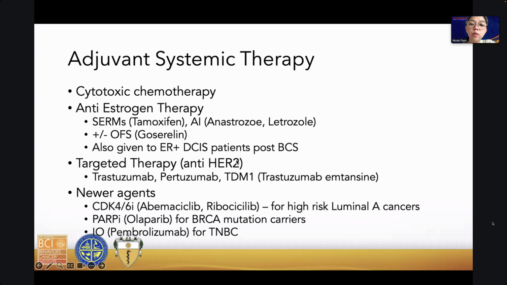Targeted therapy or anti-HER2 therapy includes trastuzumab, pertuzumab, and TDM1 or trastuzumab emtansine. And we also have newer agents such as CDK4/6 inhibitors such as abemaciclib and ribociclib, which is given for high-risk luminal cancers. PARP inhibitors, which is given to BRCA mutation carriers. So, pag may nakita kayo dyan na may olaparib tapos may BRCA, yun na siguro yung sagot doon. And then, immunotherapy such as pembrolizumab for triple-negative breast cancer. So, last year, I didn't really highlight these. But this year, I think it's already important for everyone to know kasi it's already standard of care na, no?